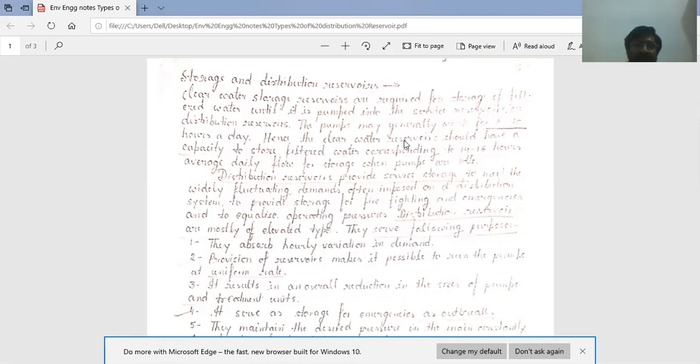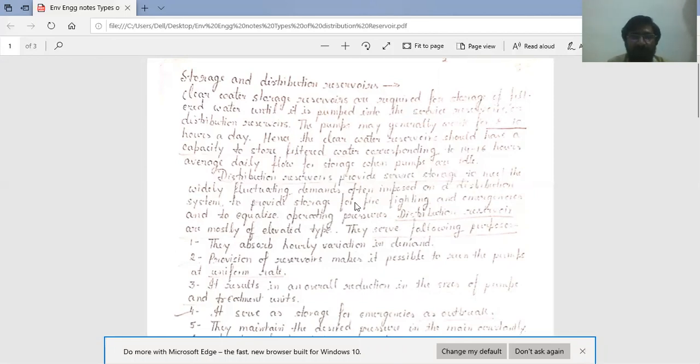storage of filtered water until it is pumped into the service reservoirs or distribution reservoirs. The pumps may generally work for 8 to 10 hours a day. Hence, the clear water reservoir should have a capacity to store filtered water corresponding to 14 to 16 hours average daily flow for storage when pumps are idle.